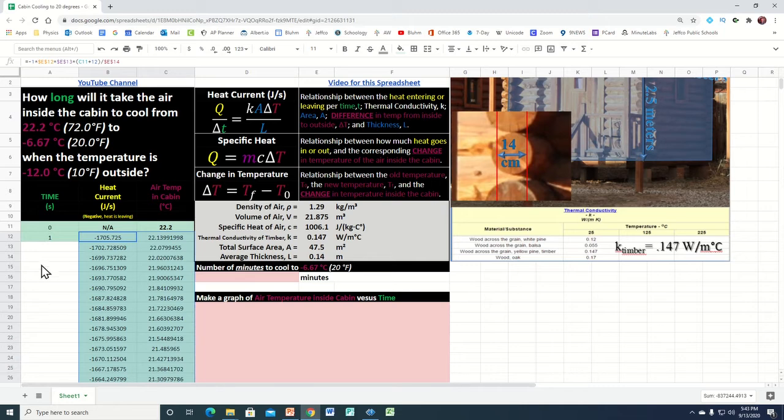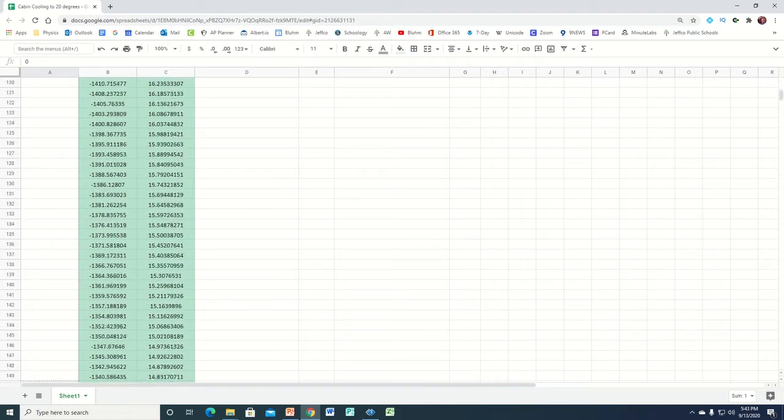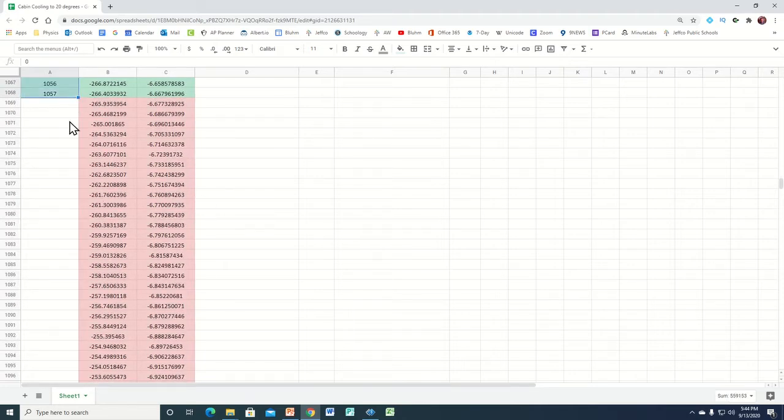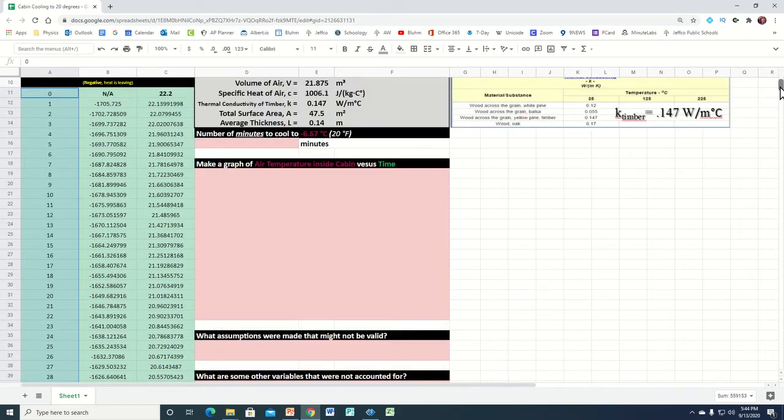The other thing I want to do is just figure out how many seconds that is. If I highlight both of those and copy them both at one time, the first number was 0, the next number is 1. When we copy two things like that, it knows that I'm trying to create a list of numbers that increase by 1. So we're getting there, almost down right there. It looks like it's going to take about 1,057 seconds to cool down to that temperature of minus 6.67.